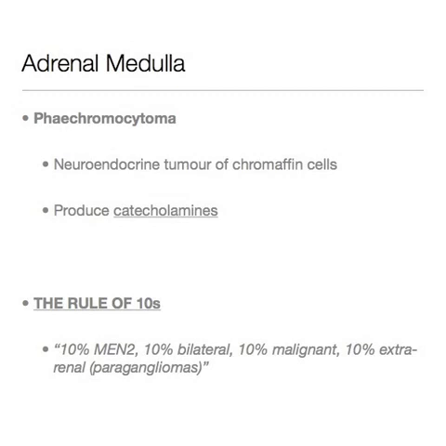Predictably, these tumours secrete catecholamines and therefore cause hypertension. And there's a kind of rule of tens for these tumours. 10% occur in association with MEN2, 10% are bilateral, 10% are malignant, and it's interesting to note here that the only way to prove that a pheochromocytoma is malignant is by the presence of METs. And 10% arise from sites outside the adrenals, and these are called paragangliomas.